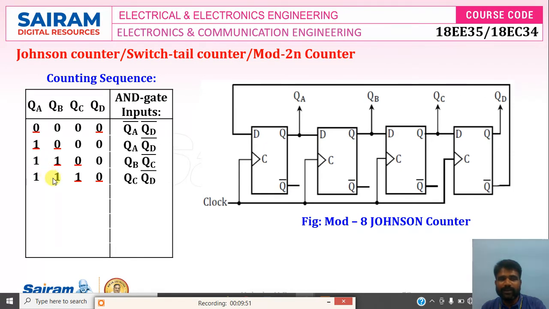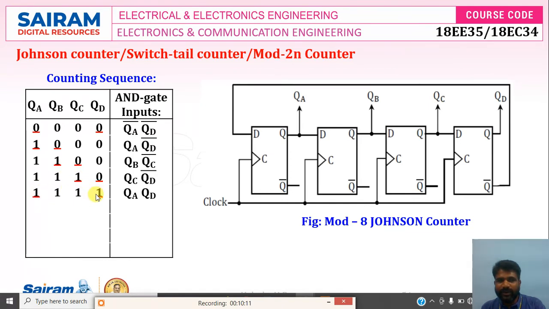Okay, and the values are shifted. And these two bits are used to identify the state. That means they are the input to the AND gate. Now again it is 1, no? Its complement 1. Sorry, it is 0. Its complement 1 is copied here. Okay, and the values are shifted.